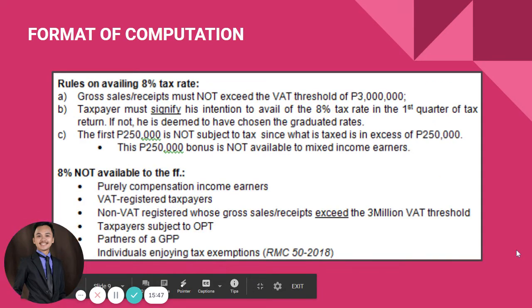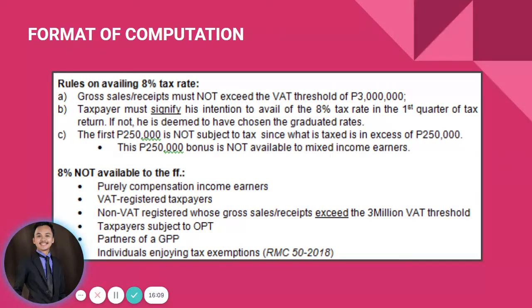preferential tax rate. Now, we have rules on availing the 8% tax rate. Gross sales or receipts must not exceed the VAT threshold of 3 million. Okay? So, in order for you to avail of the preferential 8% tax rate, your total sales should not exceed 3 million. Because if you already exceed 3 million, then therefore, you are already subject to VAT.